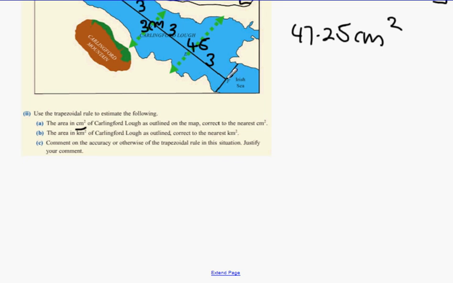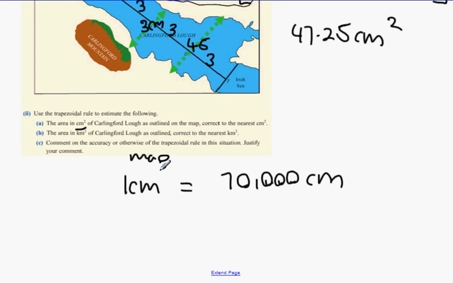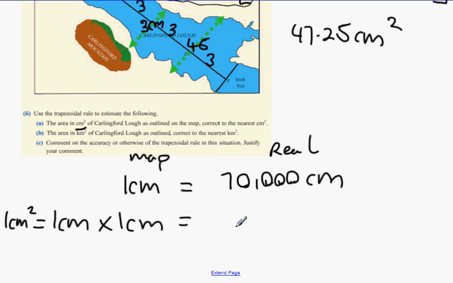Now here's the problem. If 1 centimetre on the map equals 70,000 centimetres in real life, so this is map and this is real, what is 1 centimetre multiplied by 1 centimetre? 1 centimetre by 1 centimetre is 1 centimetre squared. What do I have to do to the right hand side? 70,000 multiplied by 70,000.